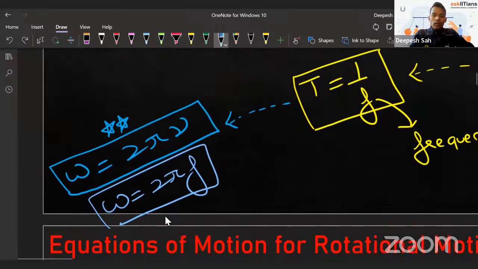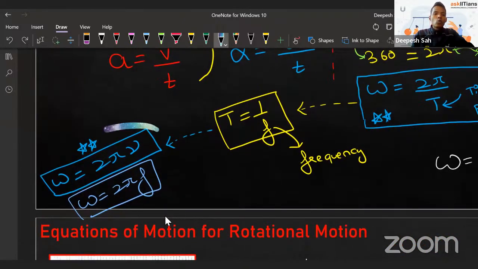So what can we do? We can also write this equation as 2 pi into frequency. Either you can use the symbol or you can write f. That is 1 by time period. This thing, 1 by time period, is frequency.